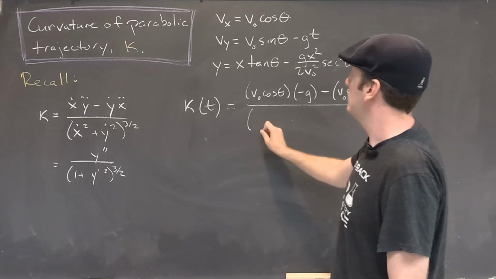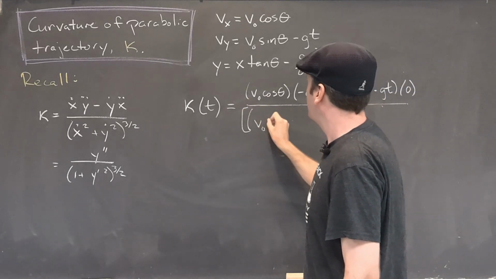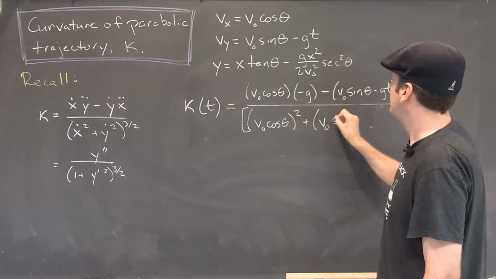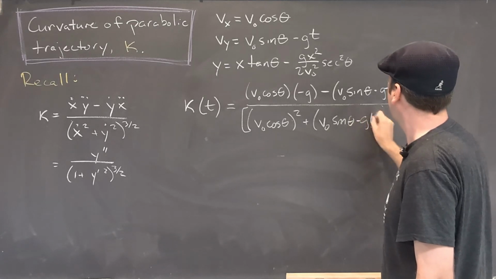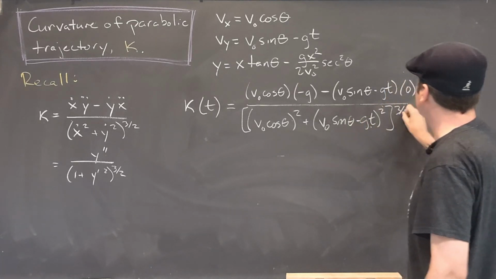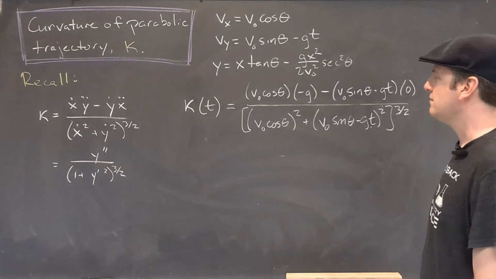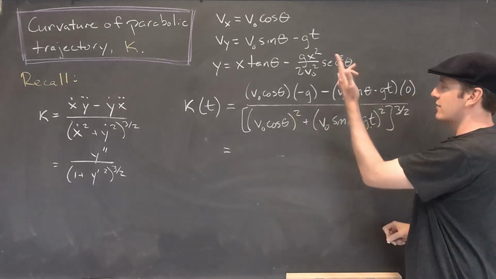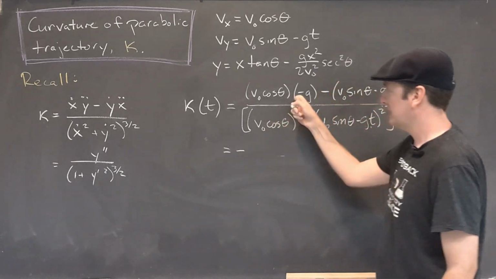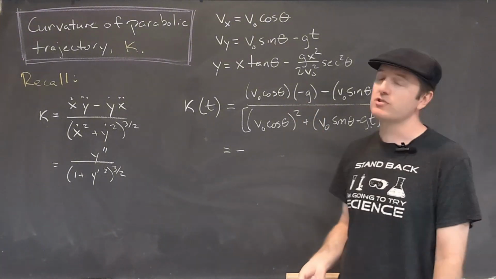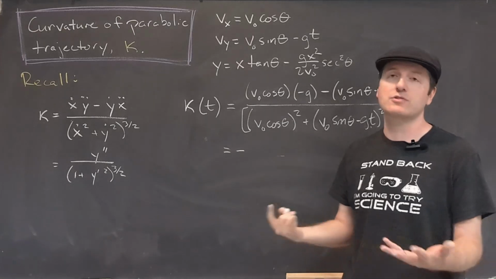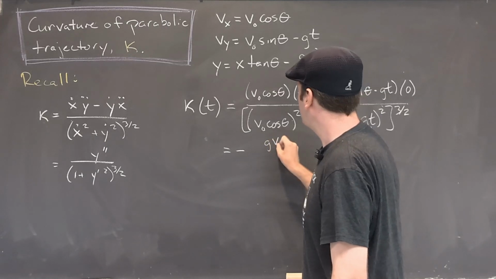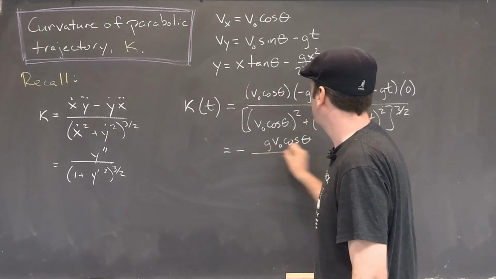So x dot squared will just be v naught cosine theta, quantity squared, and y dot squared will be the other one, squared. All of that is to the 3/2 power. So now let's see if we can simplify things a little bit. Notice that in the numerator, of course, that's a 0. I'll pull out this negative sign because the curvature is actually negative for all of these parabolas. They are concave down, so I am expecting negative curvatures here. The numerator will just be g v naught cosine theta. There's really no simplification we can do there.